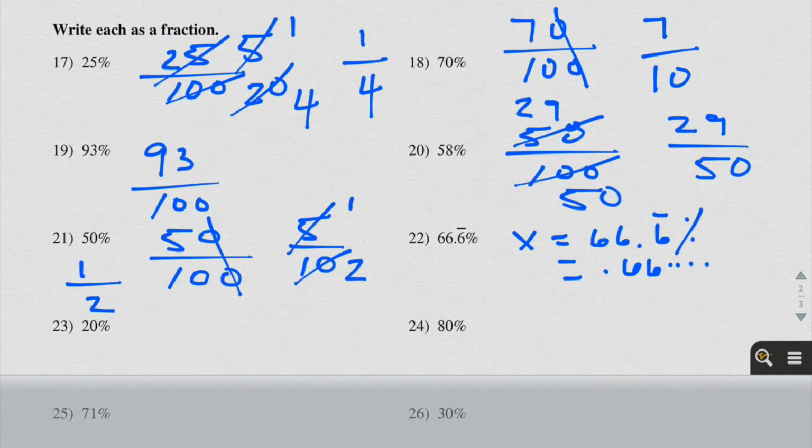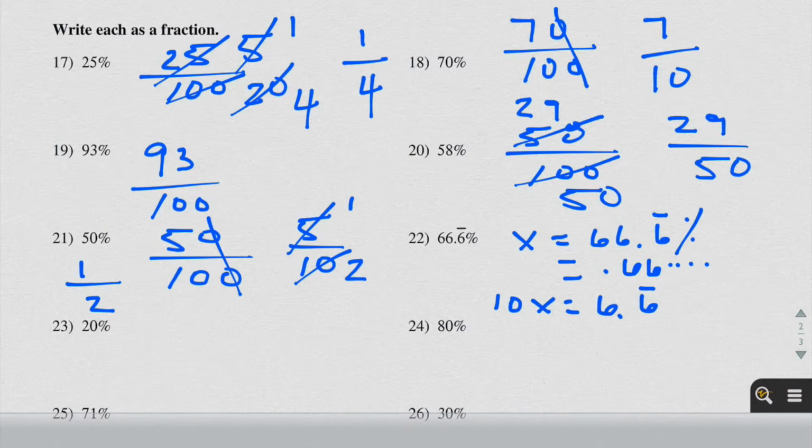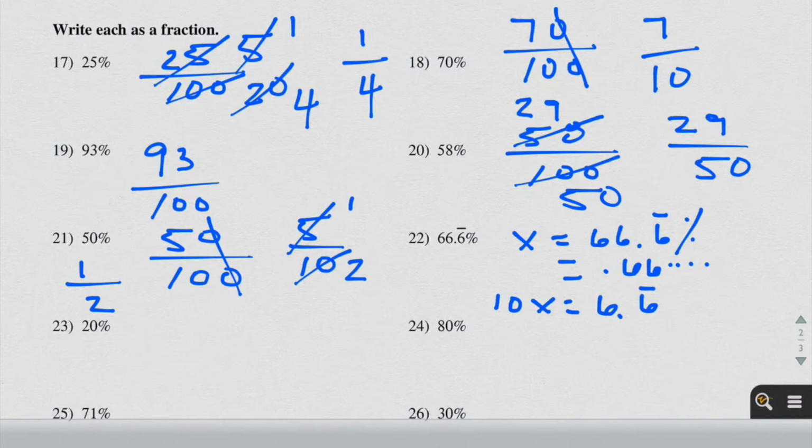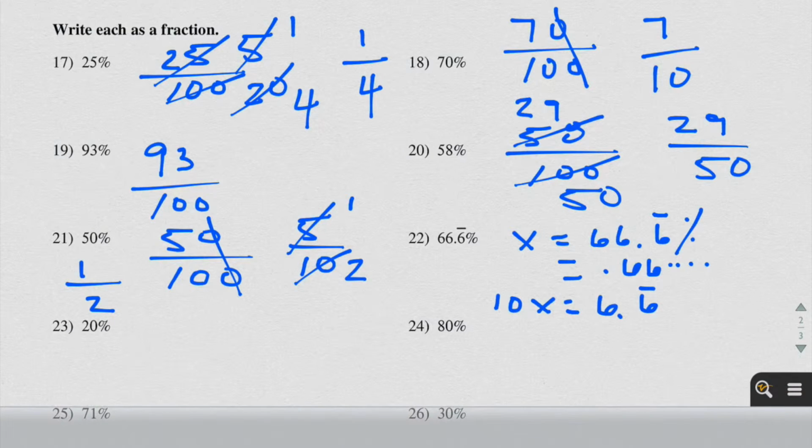So what we want to do now is define 10x. So 10x equals, what do we do? We just move this decimal over one place, right? So we end up getting 6.6 repeated. Nothing changed, we just multiplied by a factor of 10. And the reason we do this is where the trick comes in.